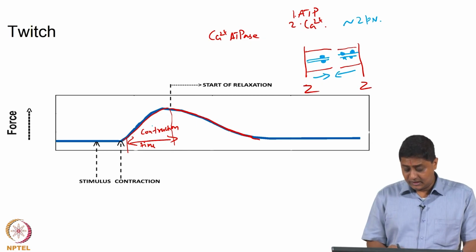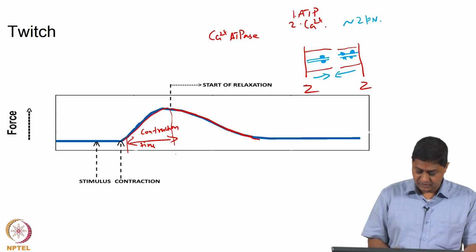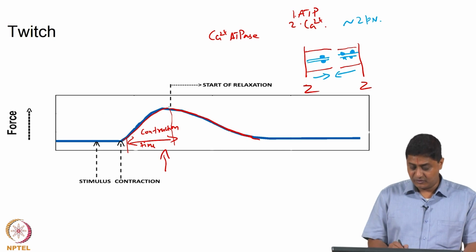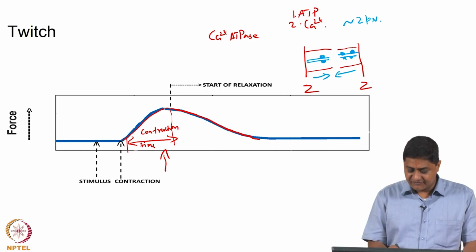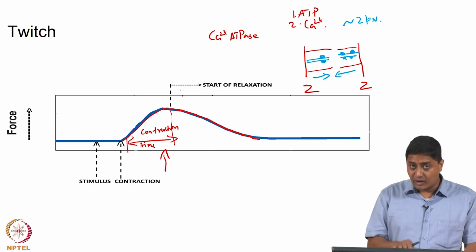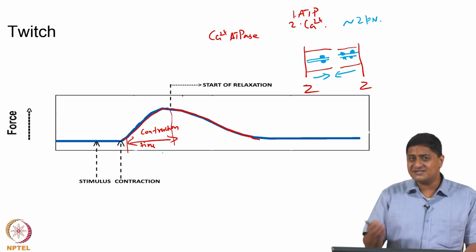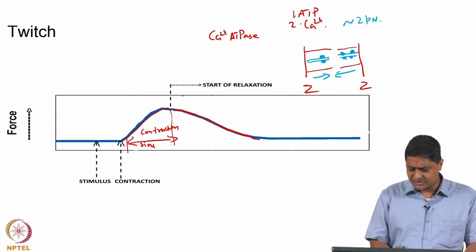Now, suppose another action potential arrives here before the contraction time has elapsed, then it is possible for you to either sustain the force or to continue developing the force. But in the particular case that we are now discussing, calcium ATPase is continuing to do its job, so the force continues to decline and then reaches the original rest state approximately.